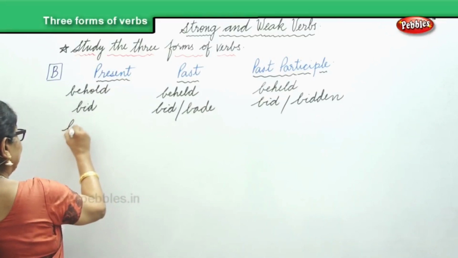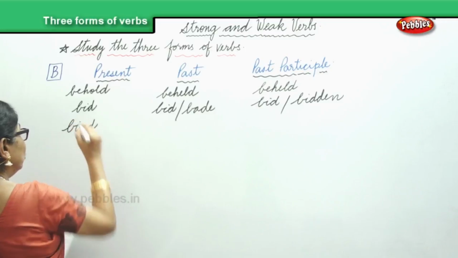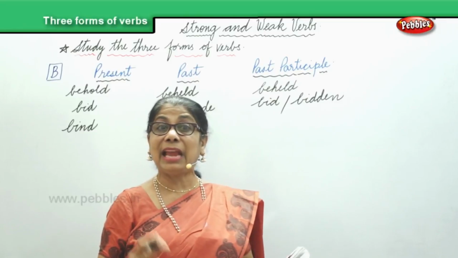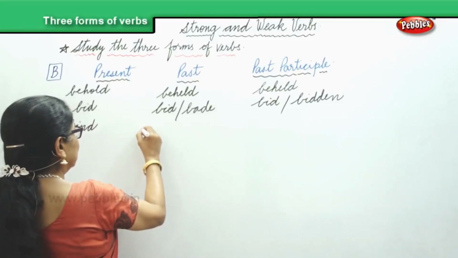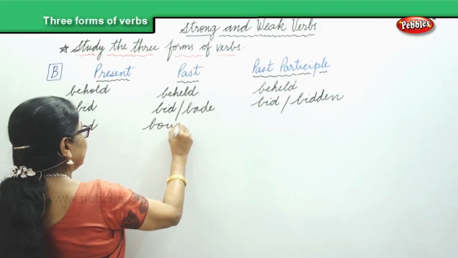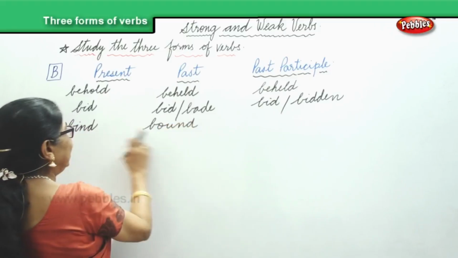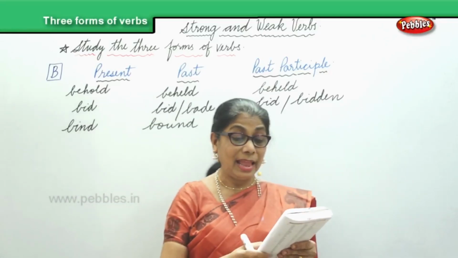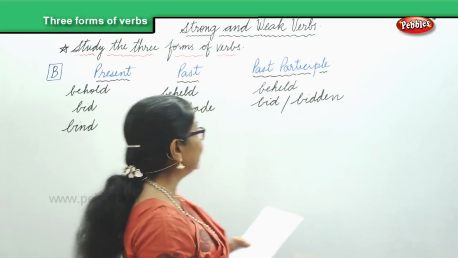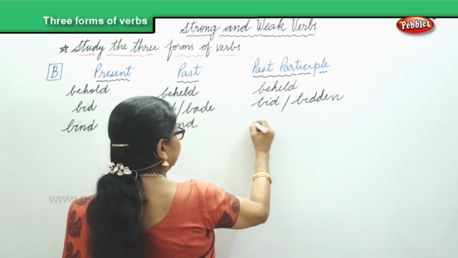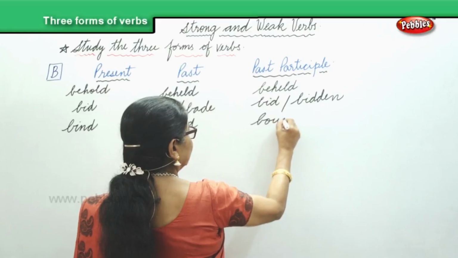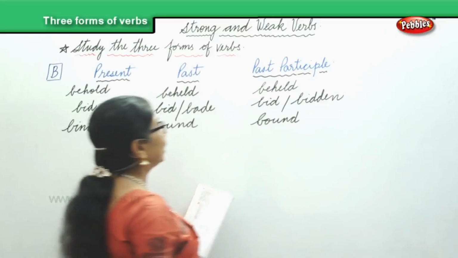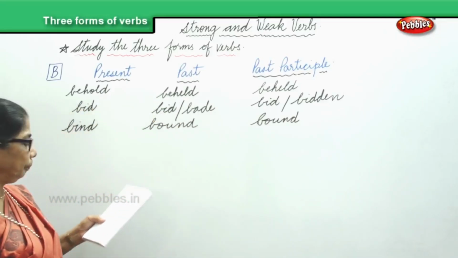Now, bind. You bind up something. You bind your wound or bind the bundle, whatever. You bind something. Then you can say, I bound. Bound. Changing the vowel inside, I becomes O, you added. Bind, bound. And for the past participle, again it is the same, bound. The past and the past participle is the same.